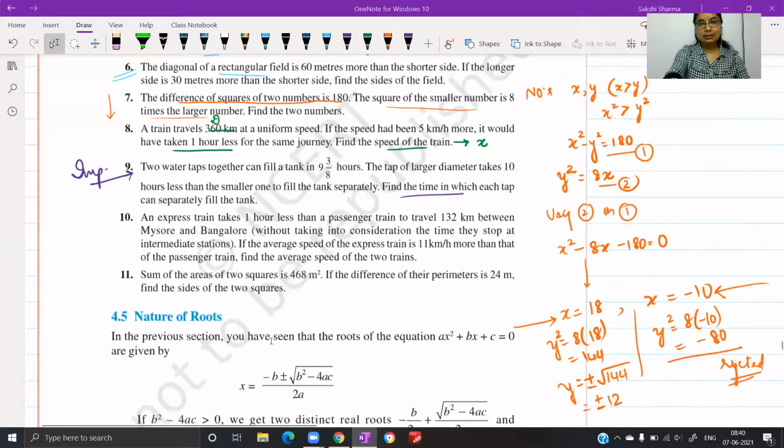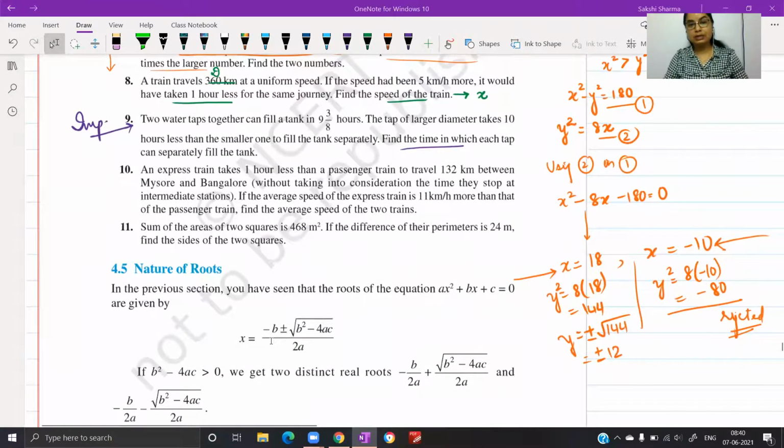Question number 10. An express train takes 1 hour less than a passenger train to travel 132 kilometers between Mysore and Bangalore, without taking into consideration the time they stop at intermediate stations. The average speed of the express train is 11 kilometers per hour more than that of the passenger train. Find the average speed of the two trains.